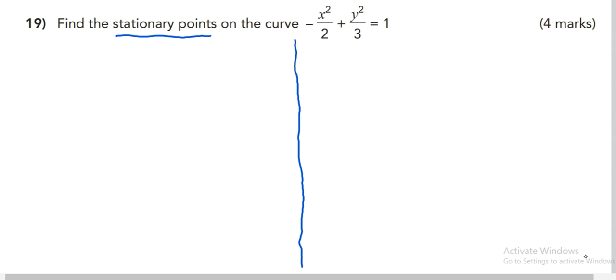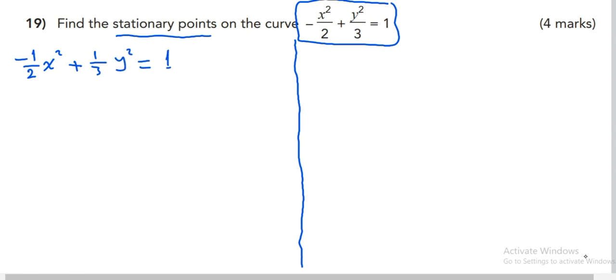We'll find x, then substitute to find y. Whatever the form of the expression, we'll differentiate according to its form using the rule. Here, as we can see, this expression or this function is an implicit function. So we'll differentiate first to find dy by dx. But first we can write it in this form: negative 1 over 2 x to the power of 2 plus 1 over 3 y to the power of 2 equal 1.